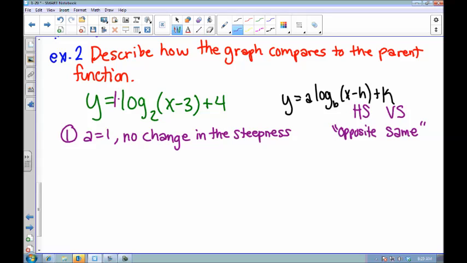If the absolute value of A was greater than 1, we know it's a vertical stretch. It gets steeper. If the absolute value of A is between 0 and 1, usually a fraction, it's a vertical compression. We've talked about those before. Turn to your neighbor, please, and describe what the minus 3 does. It requires 4 words. We've done this before, so you should know this.